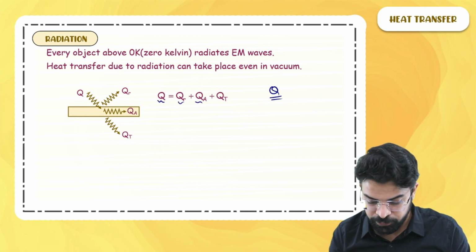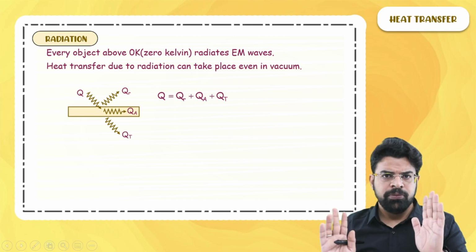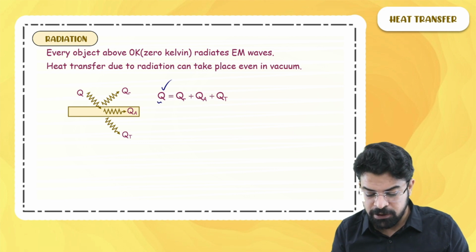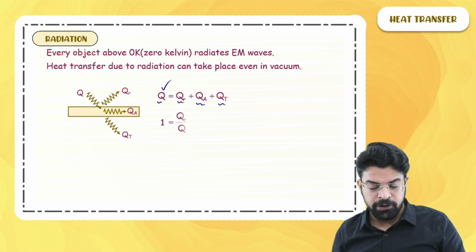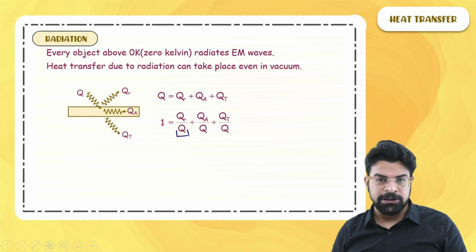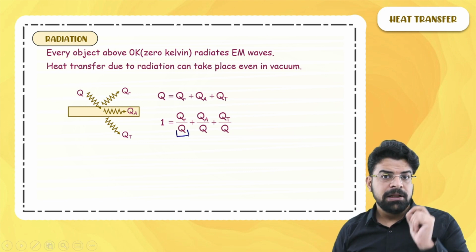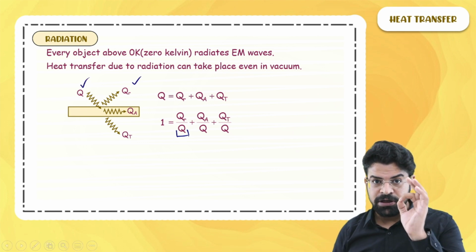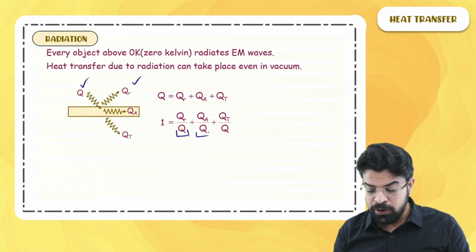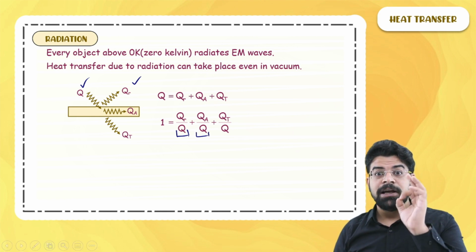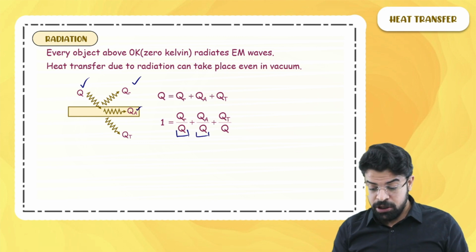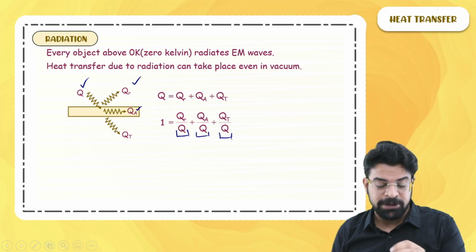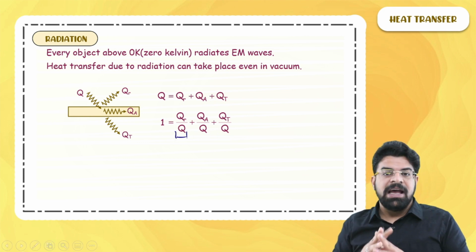Now beta, if we divide each term by Q, that is the total energy incident, what we will get is 1 equals QR by Q plus QA by Q plus QT by Q. Now what does QR by Q represent? QR by Q represents the fraction of the incident energy which is reflected. QA by Q represents the fraction of the incident energy which is absorbed. QT by Q represents the fraction of the incident energy which is transmitted. Now children, QR by Q has a name of its own.